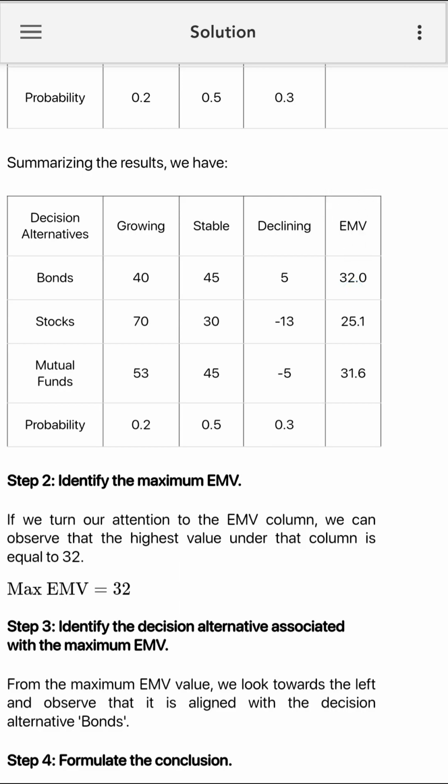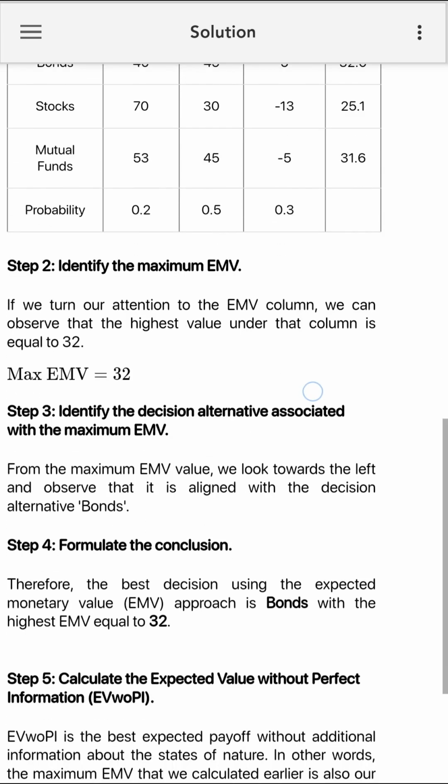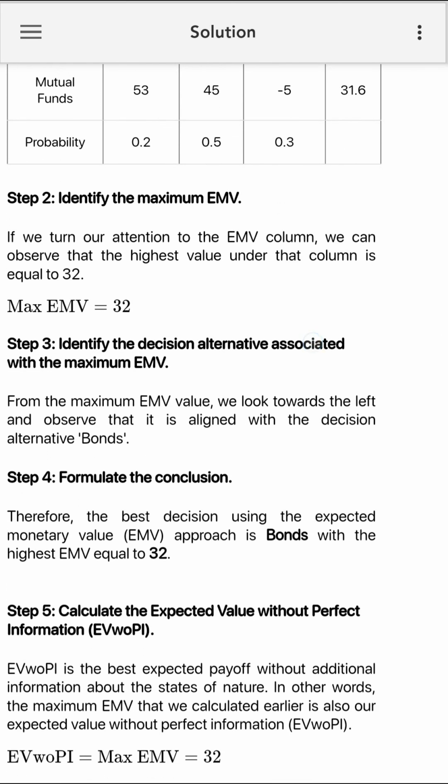In step 3, we identify the decision alternative associated with the maximum EMV, which is bonds. Therefore, in step 4, where we formulate our conclusion, we conclude that the optimal decision using the expected monetary value criterion is to invest in bonds.